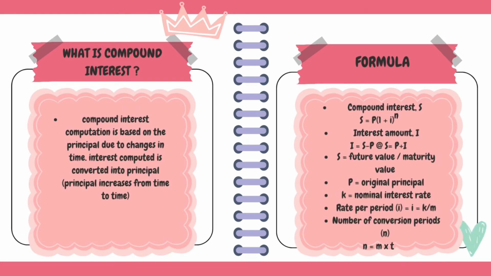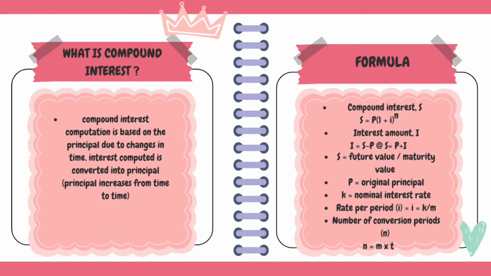Explaining about compound interest. Compound interest computation is based on the principle due to changes in time. Interest computed is converted into principal. There are a few formulas for this chapter. To find the compound amount, S equals P(1 + i)^n. To find the interest amount, capital I equals S minus P, or S equals P plus I.